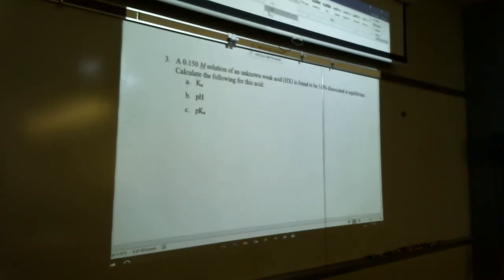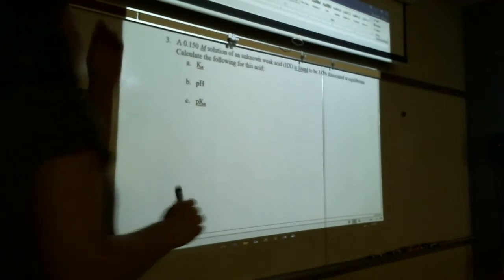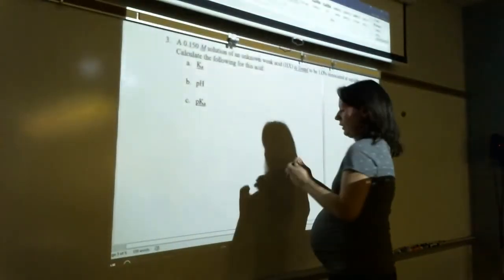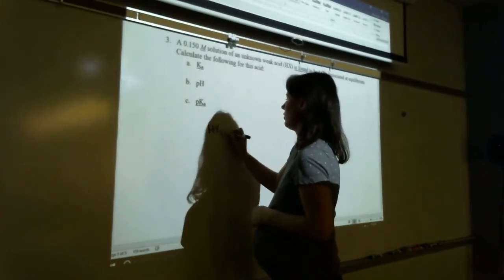Give myself a little more room here. All right, so we have an unknown weak acid. We're just going to call it HX. We still need to write a dissociation equation for it.